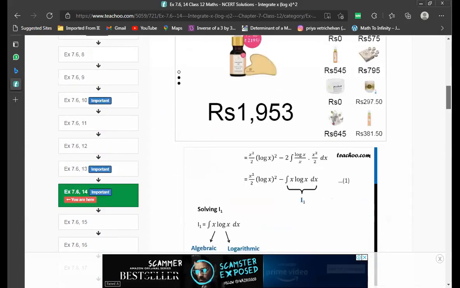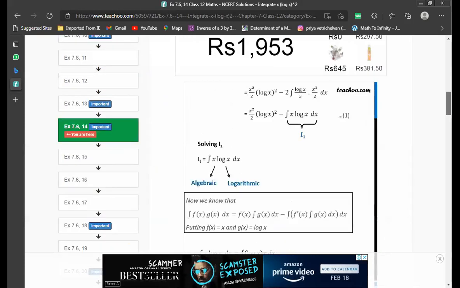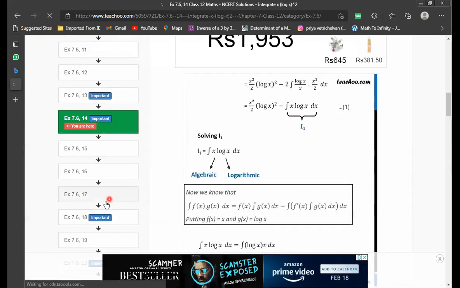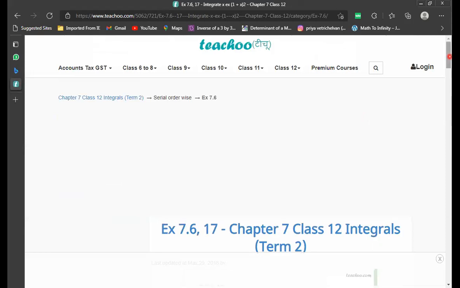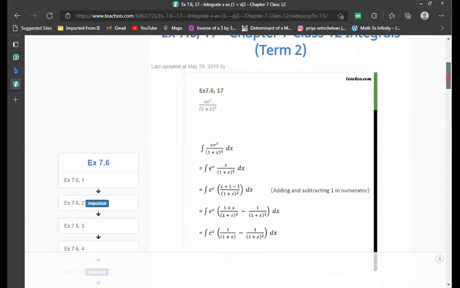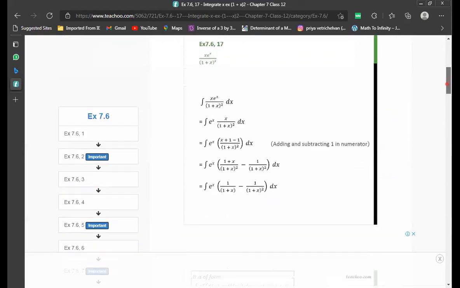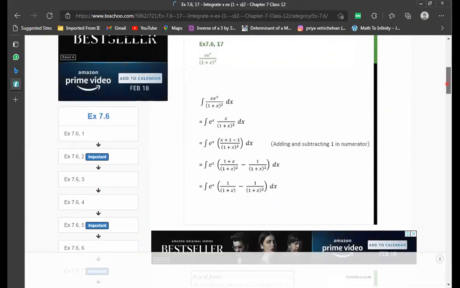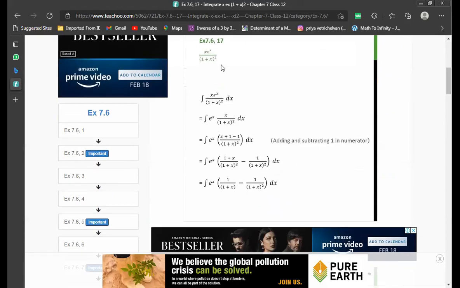x into e power x upon 1 plus x the whole square. They're just adding and subtracting 1 in the numerator. They're grouping it like this. They will cancel out this and this.